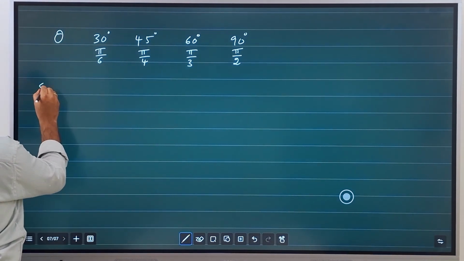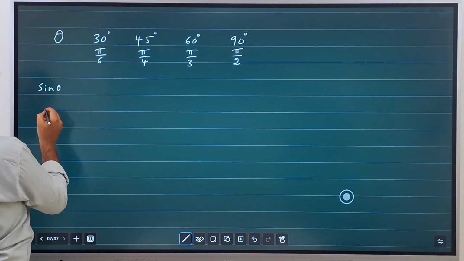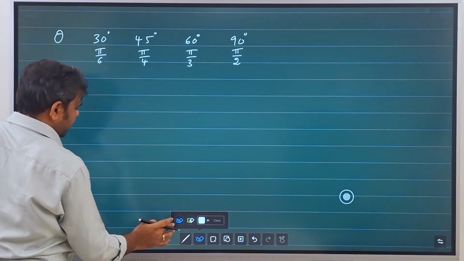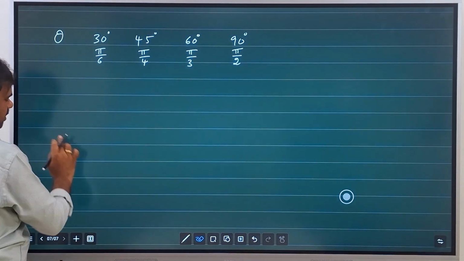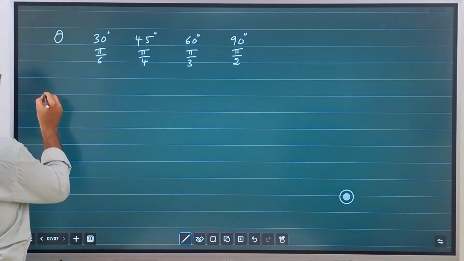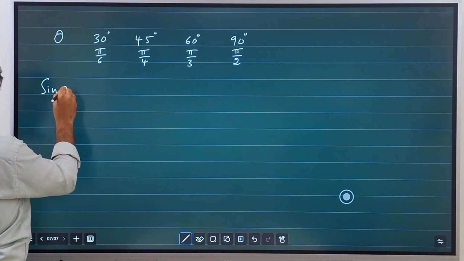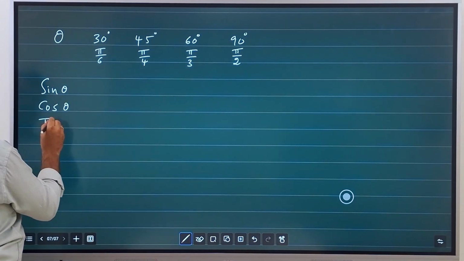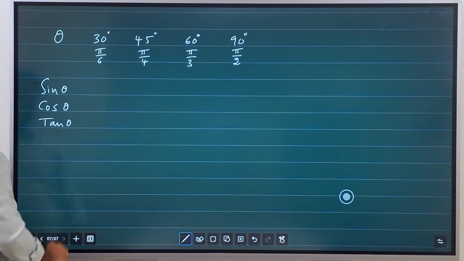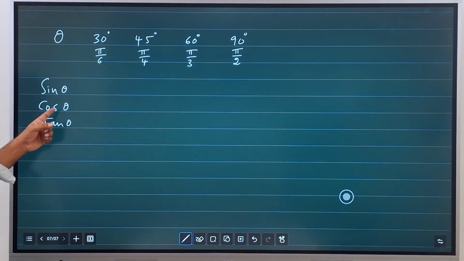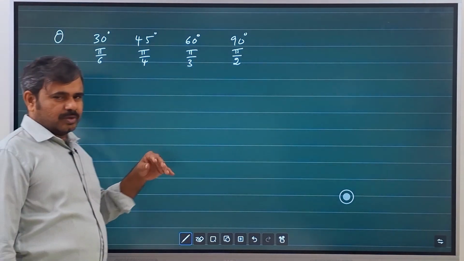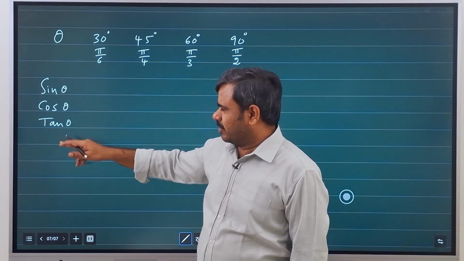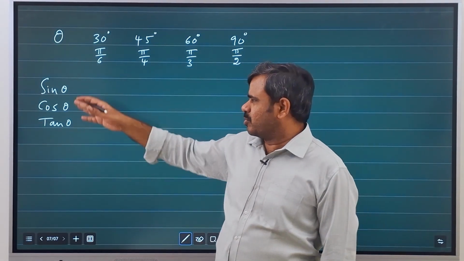Now, what is the value of sine theta? What is the value of cos theta? And what is the value of tan theta? That's what we are going to write here. Sine theta, cos theta, and tan theta. If we know sine theta value and cos theta value, finding remaining values is easy. If you know these three ratios, the remaining three are of course reciprocals of these three.